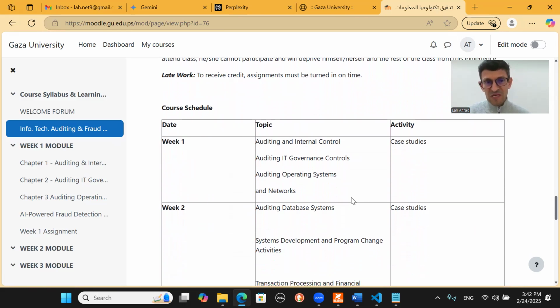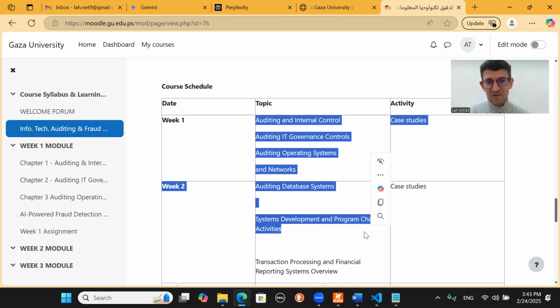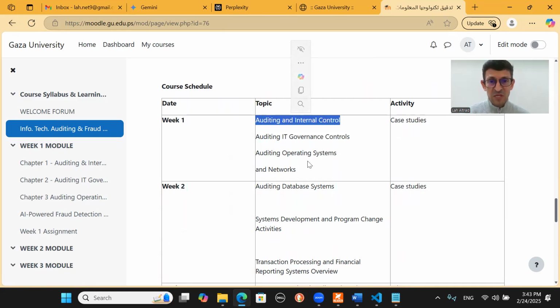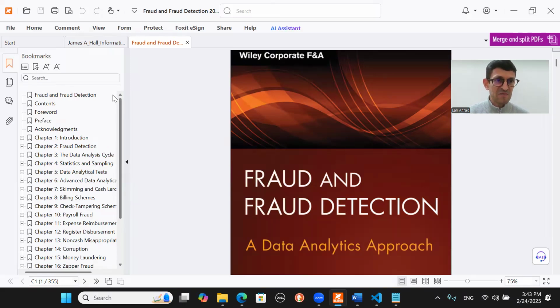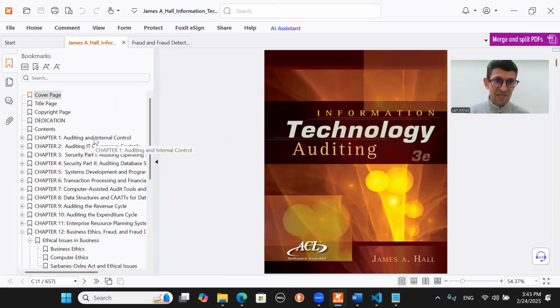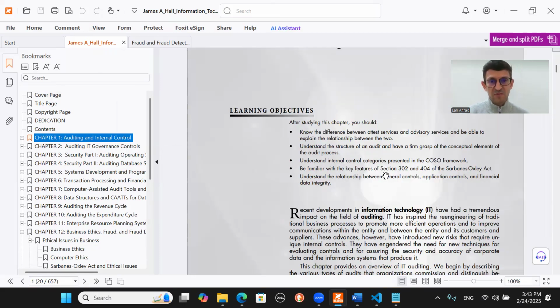So if you want to look, we are probably in week 2 right now, so we should have completed the first two weeks. As you can see here, in week 1 we have the first 3 chapters. So the first 3 chapters in week 1 should have been done from this textbook. Chapter 1 is auditing and internal control. The objective of this chapter is to give us the differences between tests, services, and advisory services, and to be able to explain the relationship between these two. I think I have explained these two things briefly in a module, right?